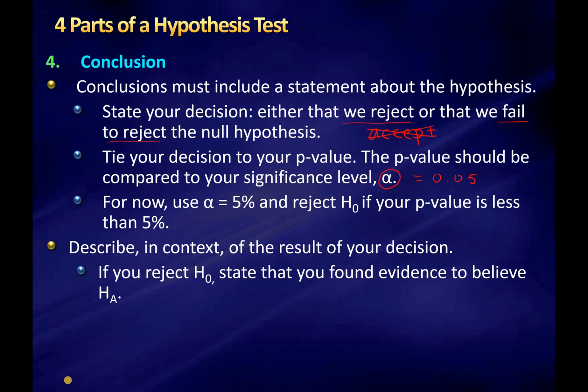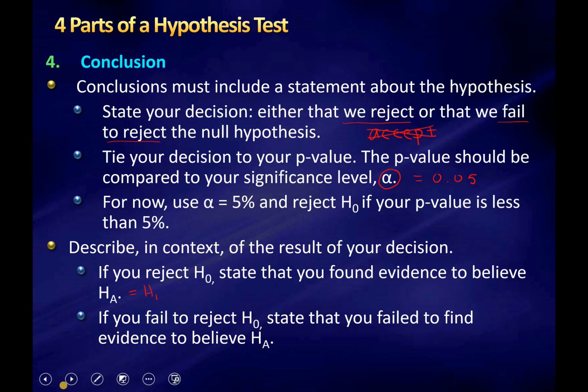Now, if you reject, you have to state that you have evidence to believe in the alternative, HA. Sometimes that is written as H sub 1. So we have the null and we have the alternative. The null is H naught, the alternative is either HA or H sub 1. So if my p-value is less than alpha, here we're thinking about that 0.05, then we say that we have enough evidence based on our sample to say that the null hypothesis is not true. Or if we fail to reject, then we say we don't have enough evidence to go for the alternative hypothesis.